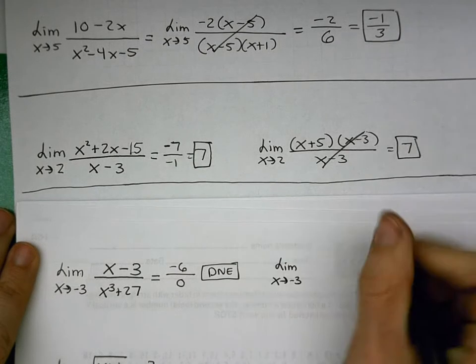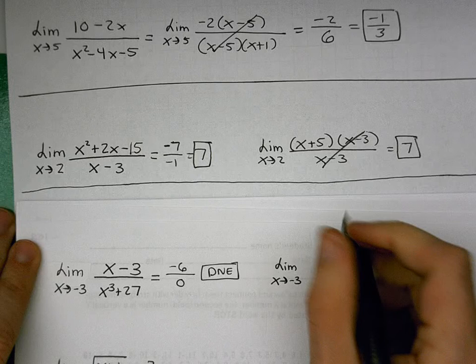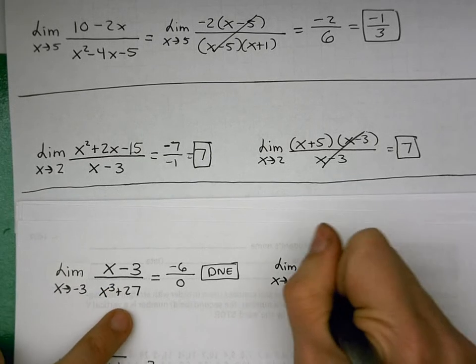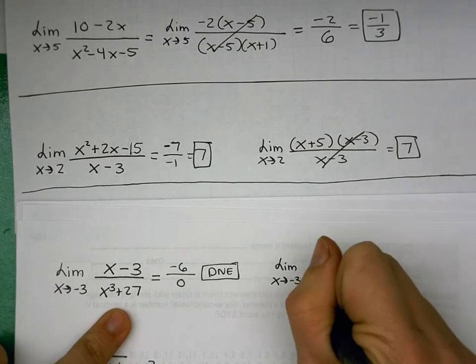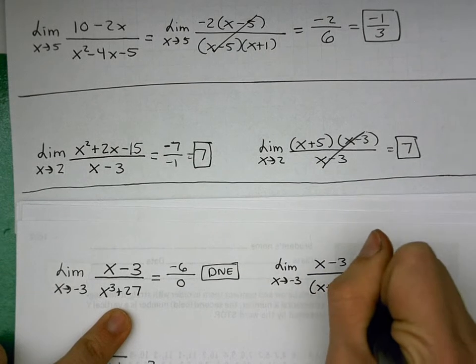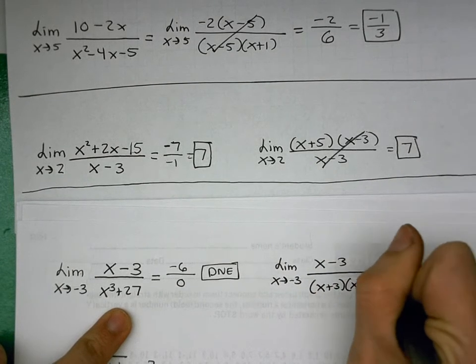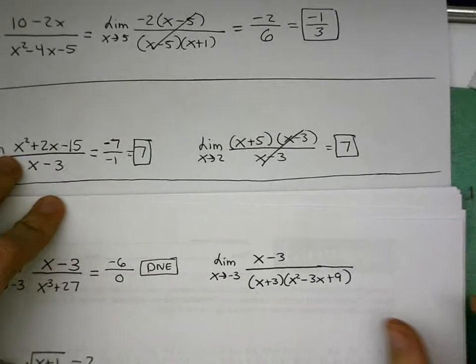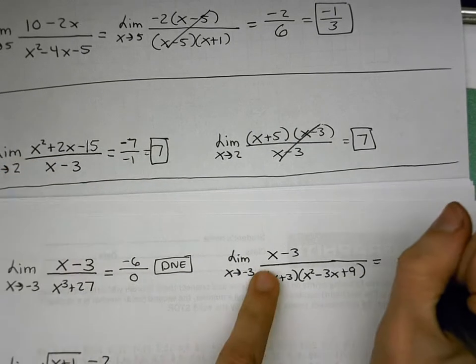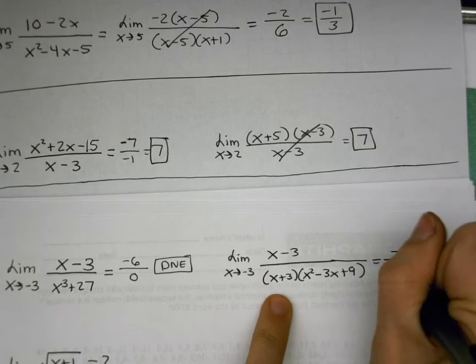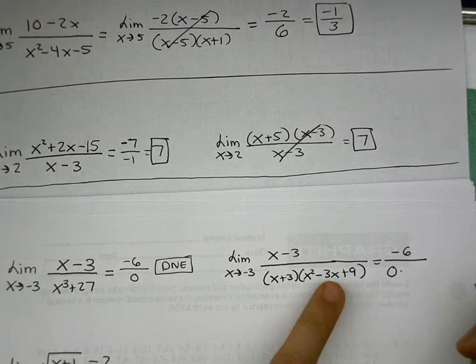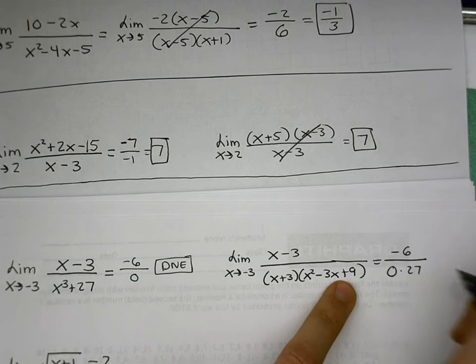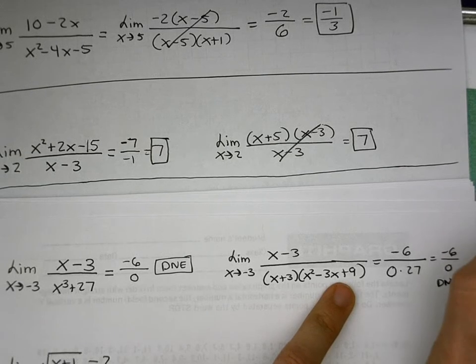Because the factoring doesn't allow a nice reduction like the prior one did. If I factored this denominator down here, it's a cubic factoring, so we'd have x plus 3, x squared minus 3x plus 9, and so nothing simplifies here. However, if I plugged in, I'd get negative 6 over 0 times 9 plus 9 plus 9, which is 27, which is still negative 6 over 0, or does not exist.